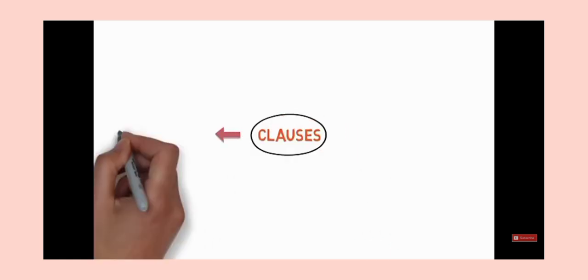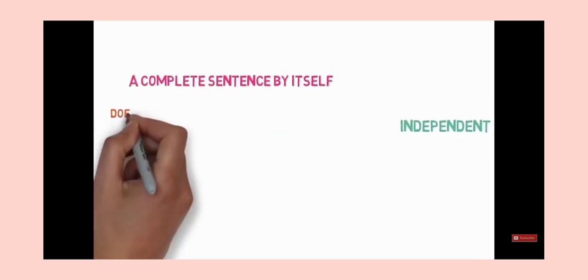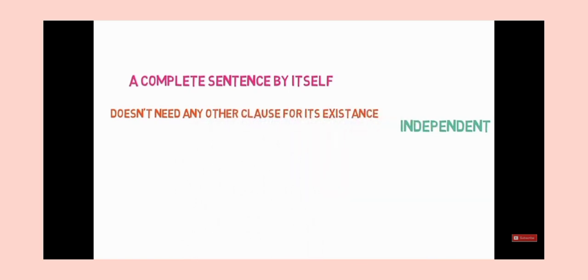Now, clauses are mainly divided into two parts based on their usage. It may be independent clause or dependent clause. An independent clause is actually a complete sentence by itself. It doesn't need any other clause for its existence.